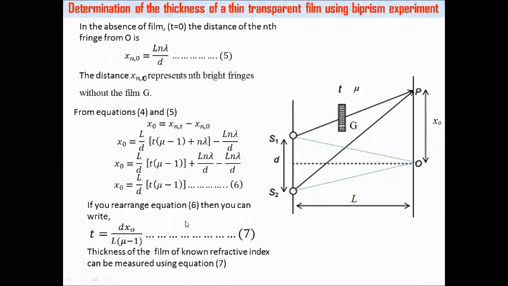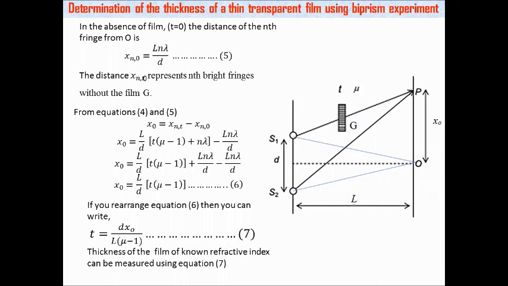Measure the distance L between the source and the screen and the distance d between the two sources S1 and S2, and the amount of displacement of the fringe x0 using the biprism experiment, and calculate the thickness of the film of known refractive index using equation 7.